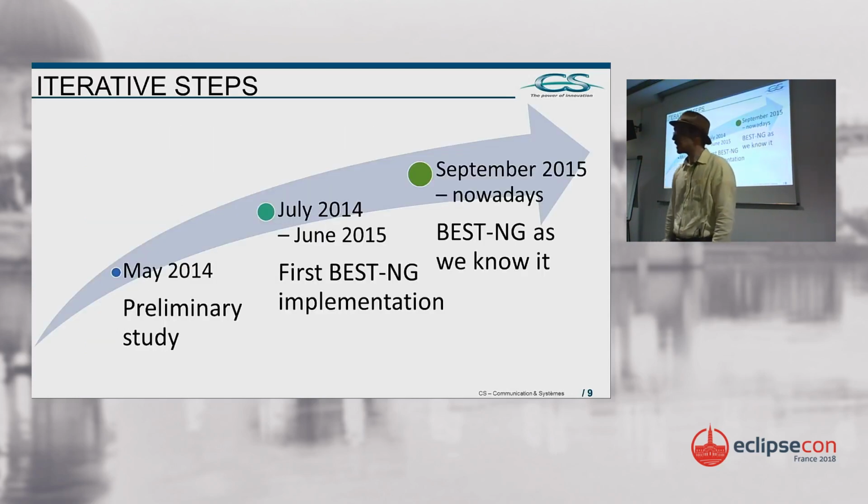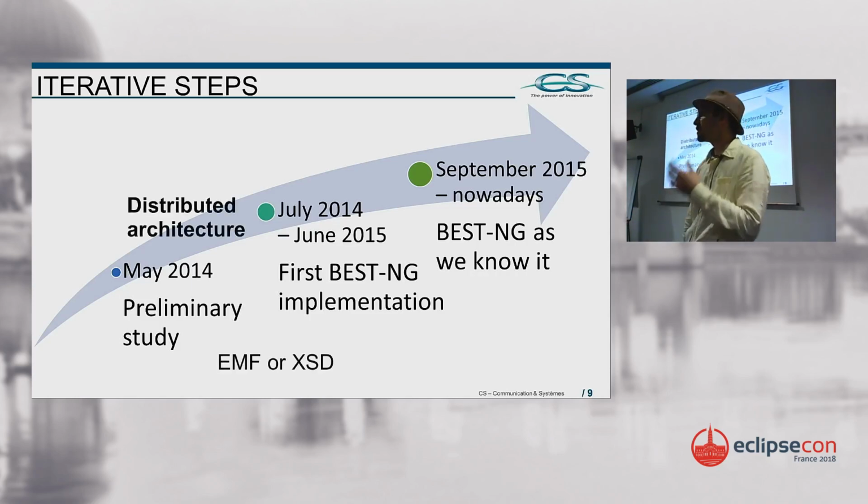So the iterative steps of BestNG. First, in May 2014, there was a preliminary study to study which technologies could support this kind of volumes. And we suggested, given the volumes, to have a distributed architecture and to use either EMF or XSD. So your guess, which one did I choose, EMF or XSD?